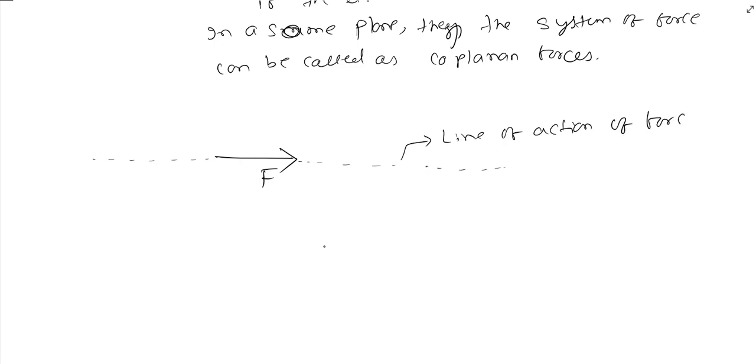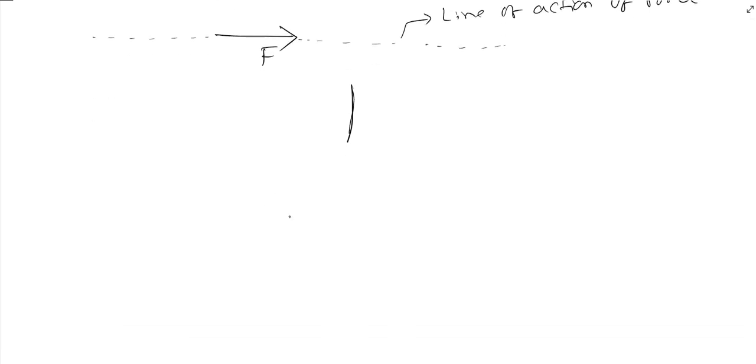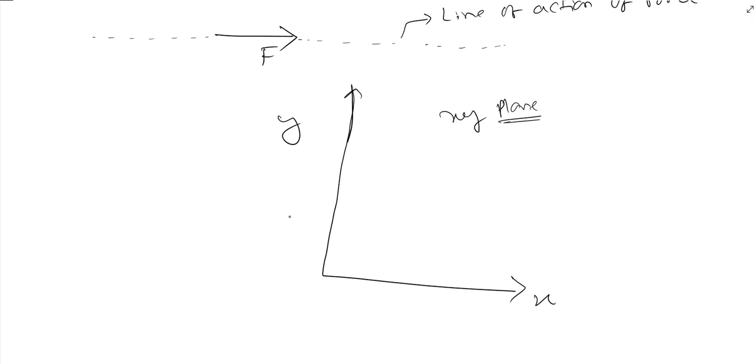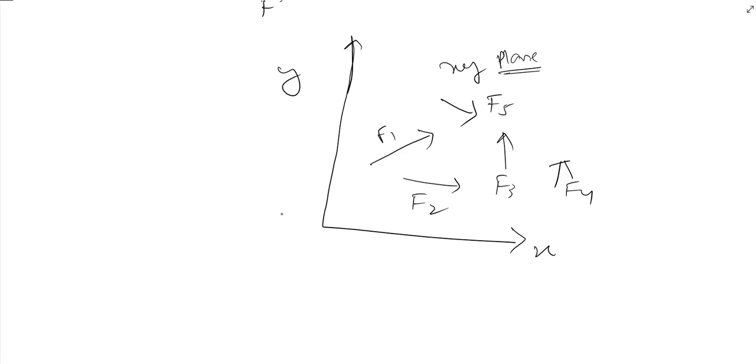So coplanar force को अगर हम diagrammatically define करेंगे, let's take number of forces F1, F2, F3, F4, F5. This is x-axis and this is y-axis, and total is xy plane. Let's say this is F1, F2, F3, F4, F5. देखो यहाँ पे F1, F2, F3, F4, F5 फोर्सेस सभी फोर्स का लाइन ऑफ एक्शन lying in xy plane. So this system of force is a coplanar force.